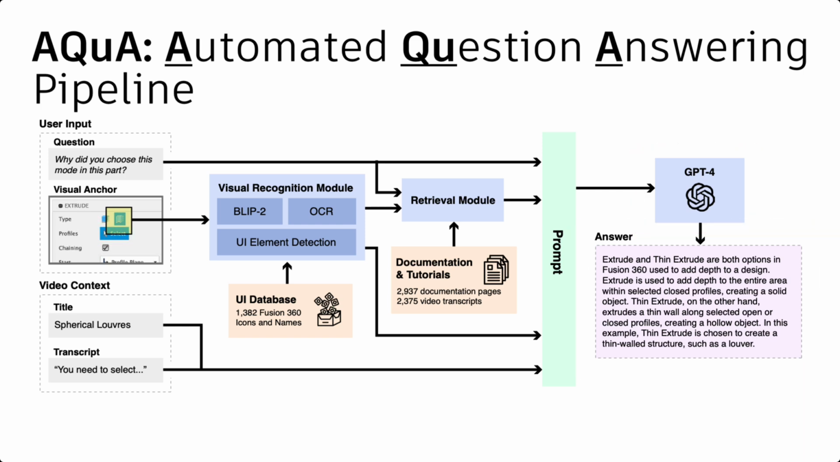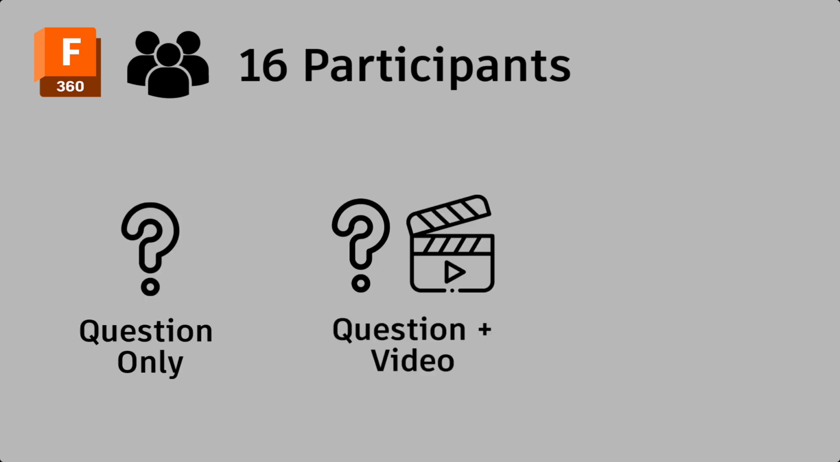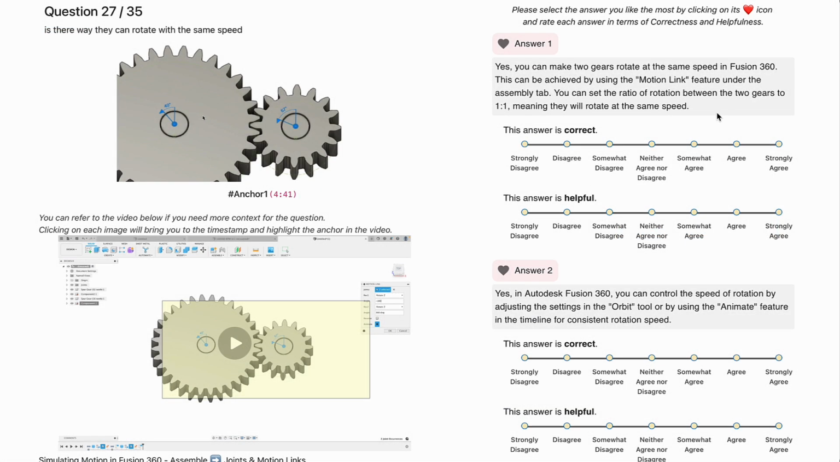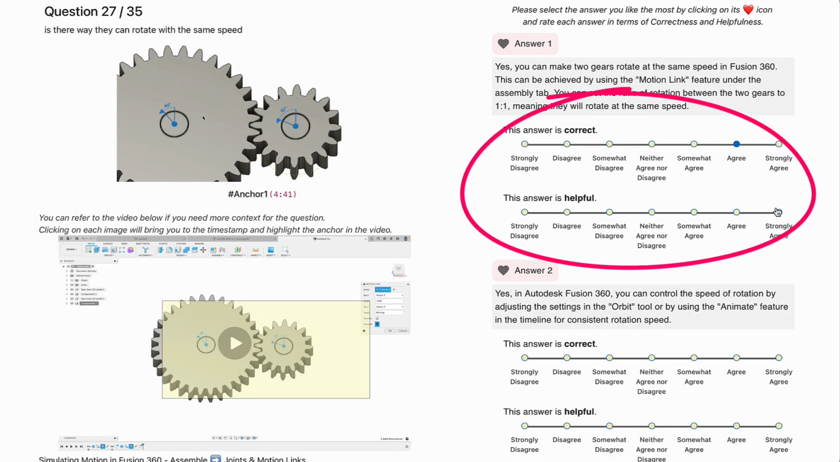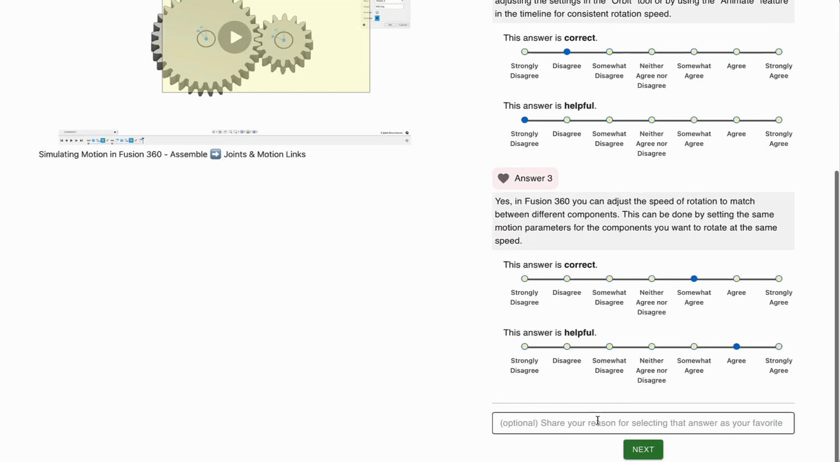Finally, we evaluated our pipeline with 16 Fusion 360 users. For each question, they were presented with answers generated from 3 different variations of the pipeline: question only, question and video context, and our full pipeline, to investigate the power of AQuA over 2 realistic baseline methods. Participants rated each of the 3 answers for correctness and helpfulness and picked their favorite out of the 3.